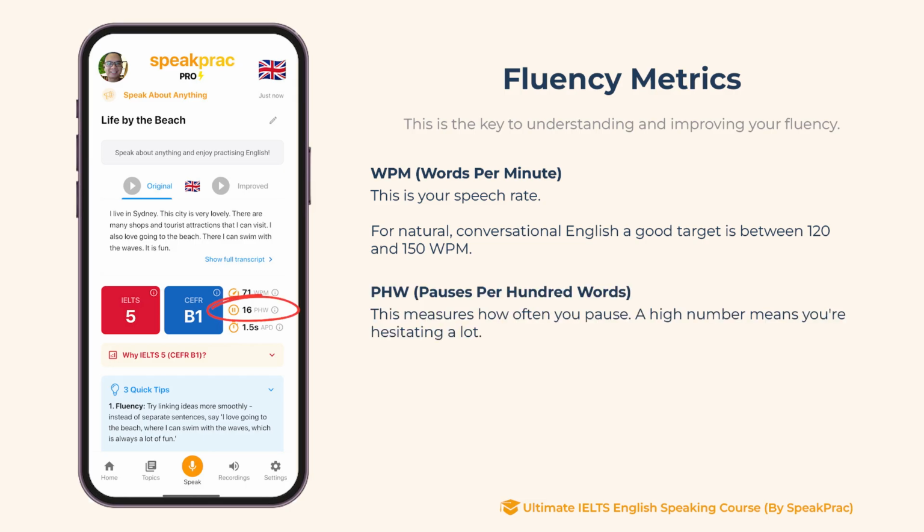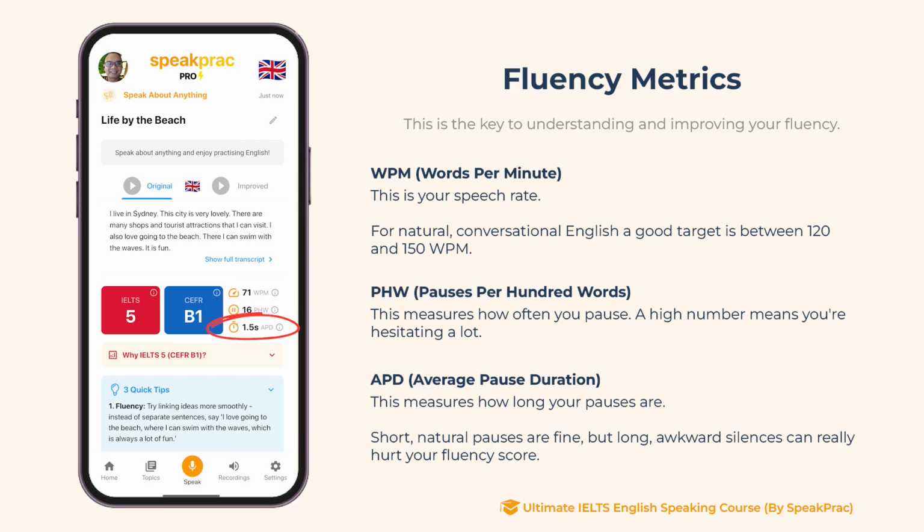Next, you'll see the PHW, or pauses per 100 words. This measures how often your car sputters or stalls. A high number here means you're hesitating a lot, probably searching for words or grammar.